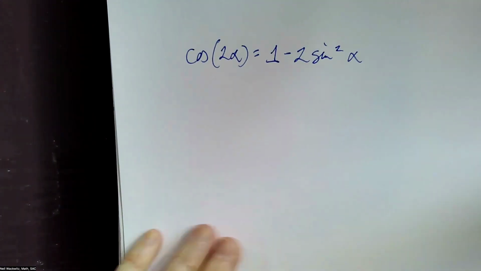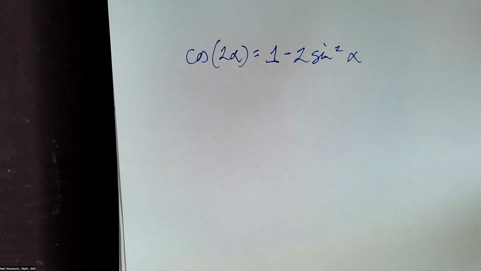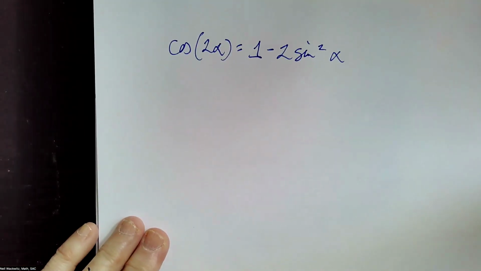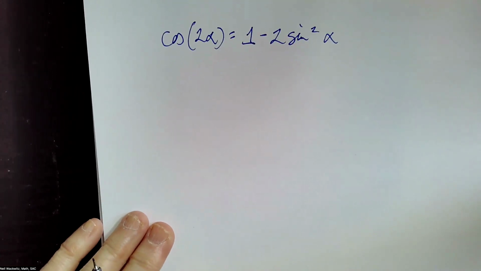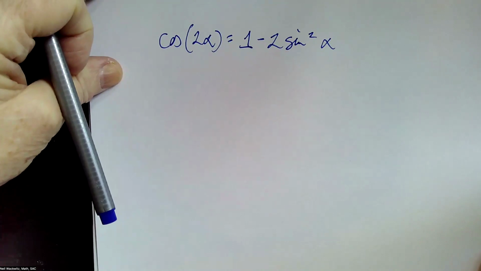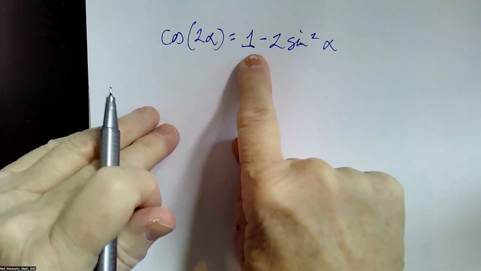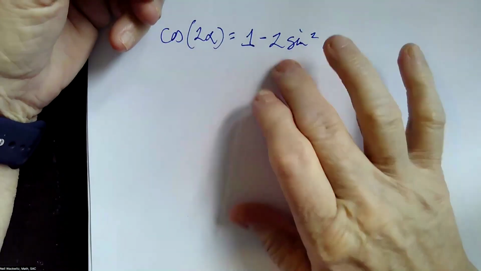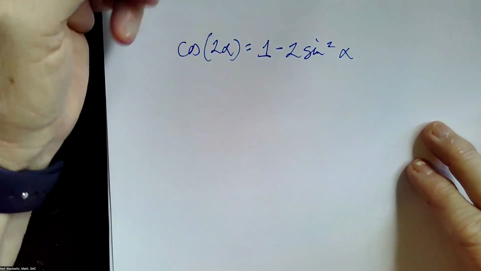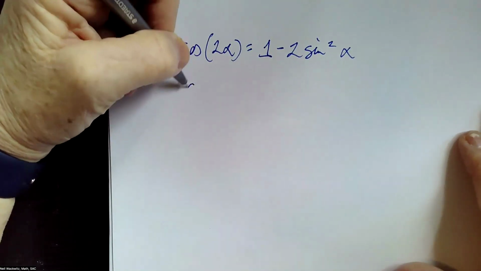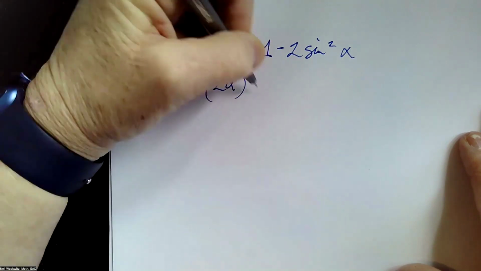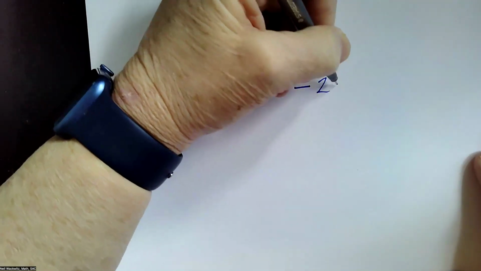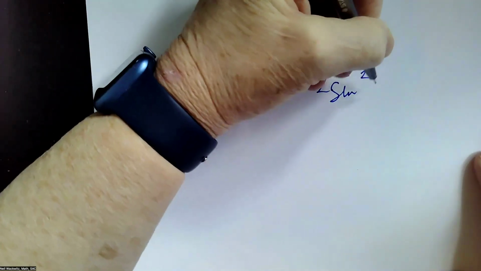We're going to solve for the sine of alpha, just like we did before with the cosine. So we're going to subtract 1 from both sides. We want to get sine alpha eventually. So we've got cosine of 2 alpha minus 1 equals the negative of 2 times sine squared alpha.